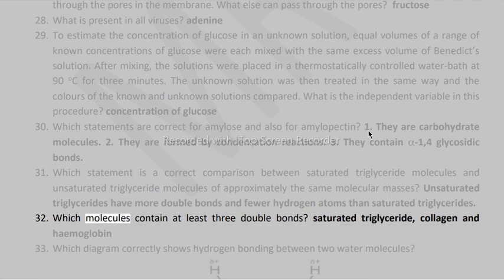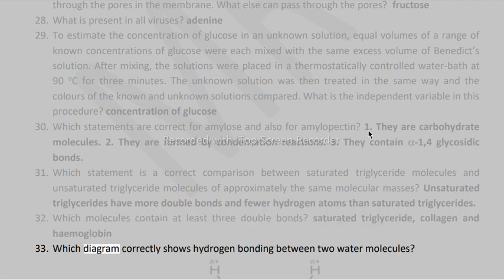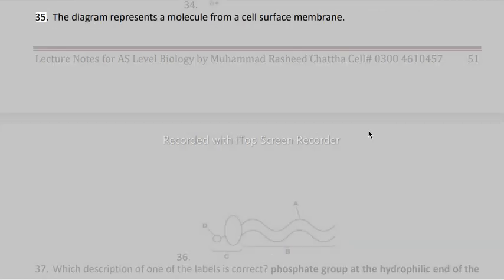32. Which molecules contain at least 3 double bonds? Saturated triglyceride, collagen and hemoglobin. 33. Which diagram correctly shows hydrogen bonding between 2 water molecules? 34, 35. The diagram represents a molecule from a cell surface membrane.